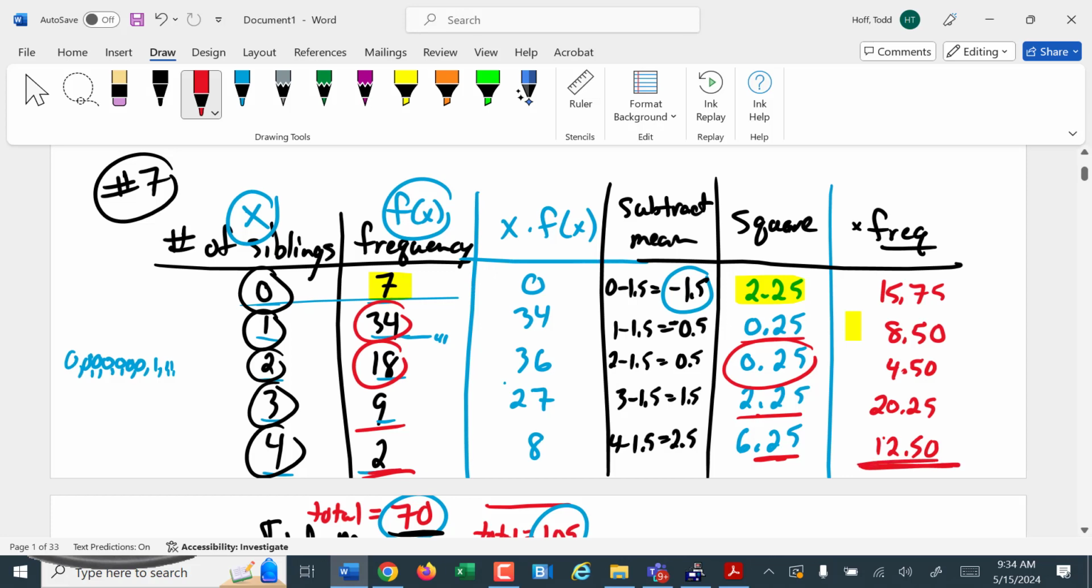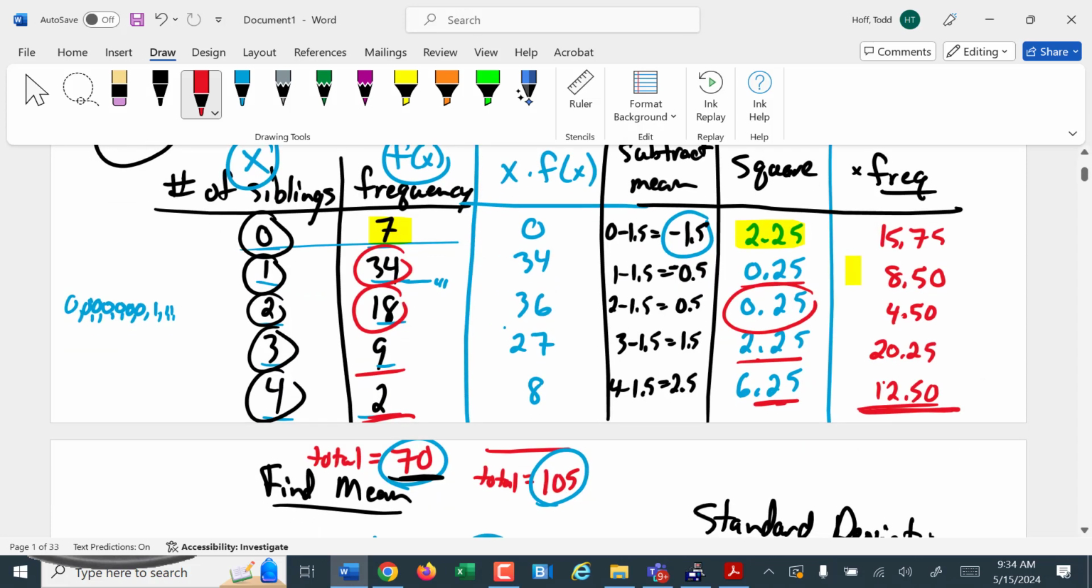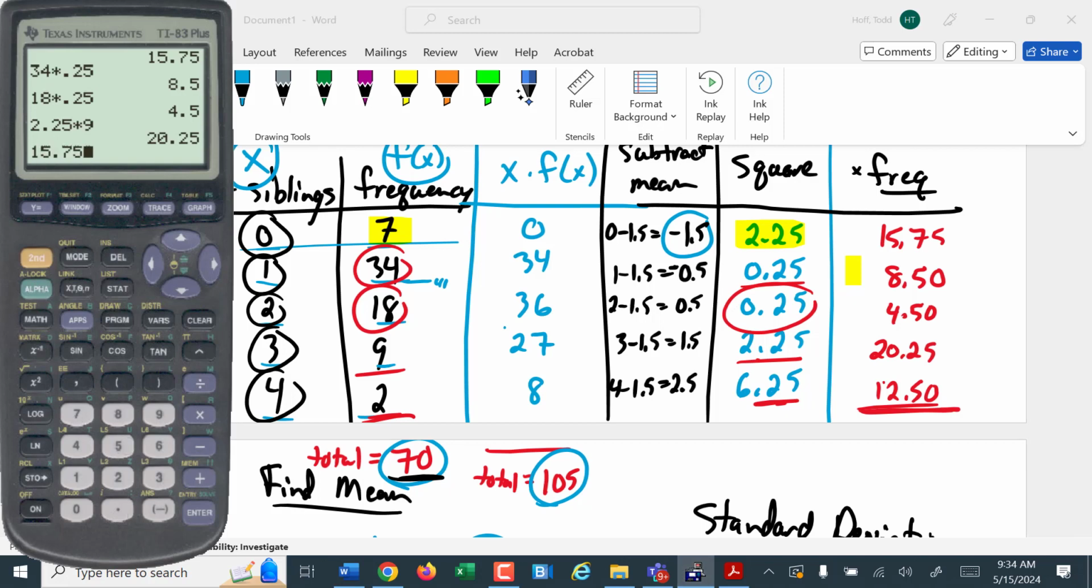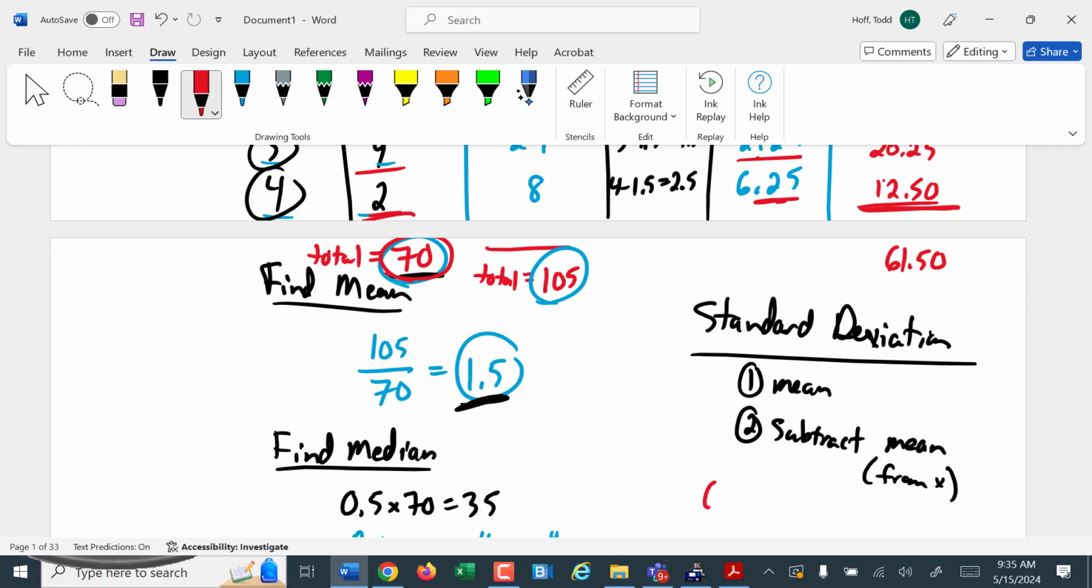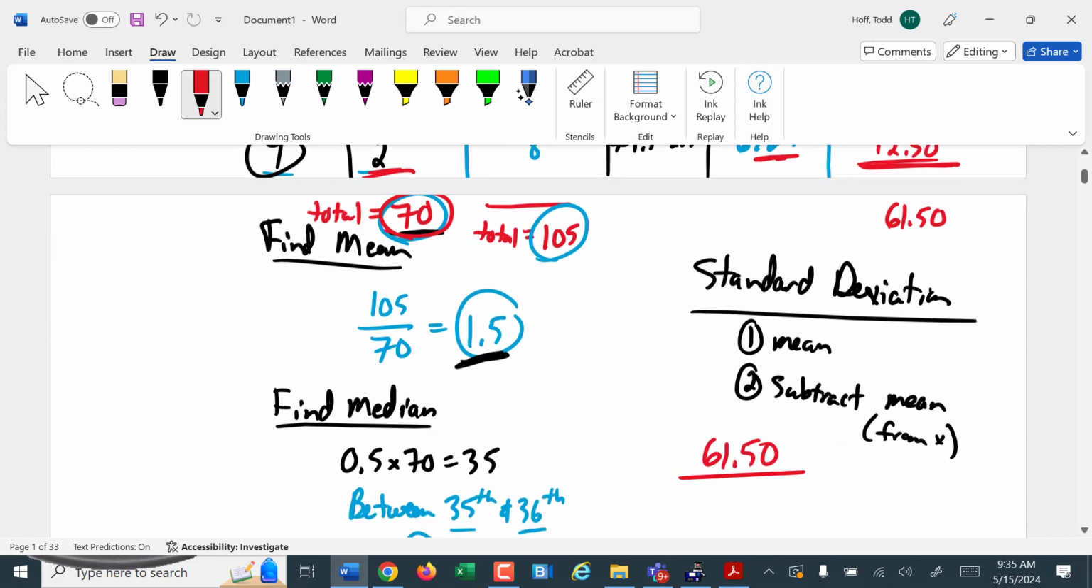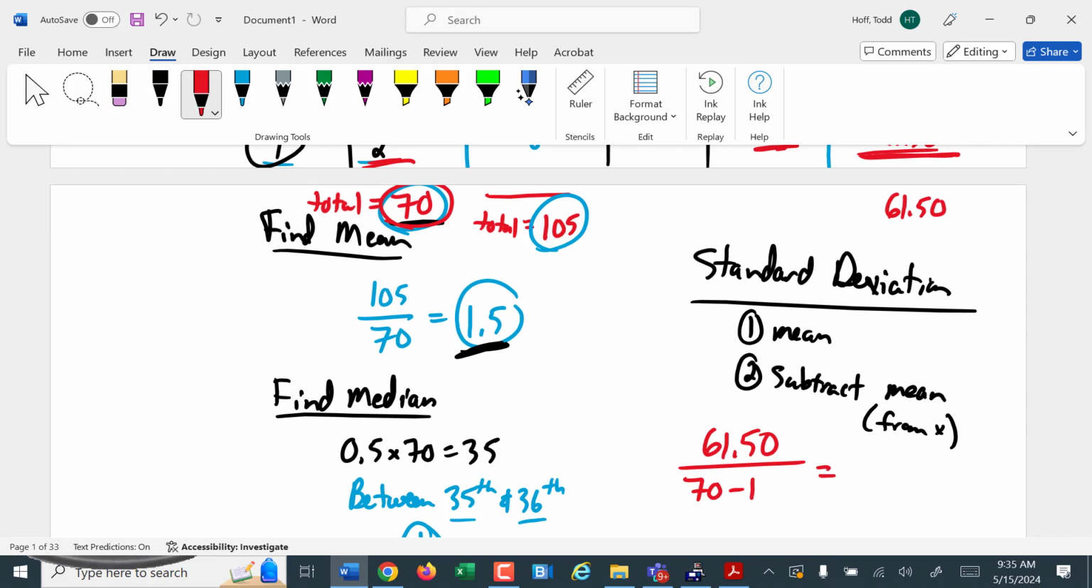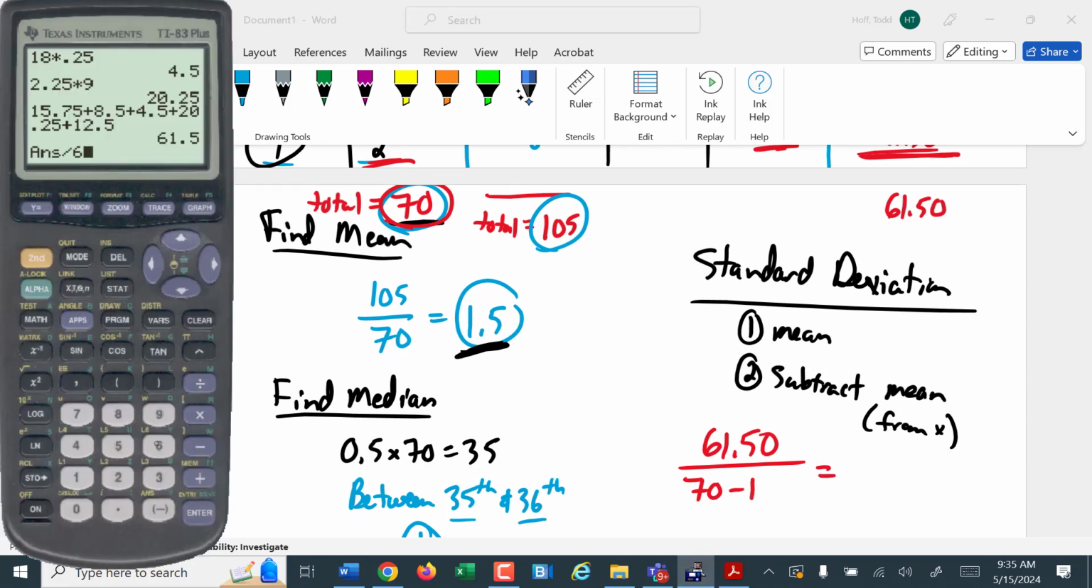So now I have to add all of those up. I'm going to use the calculator just to make it easier. 15.75 plus 8.5 plus 4.5 plus 20.25 plus 12.5. And I'm getting 61.5 as that total. Now I divide that by the frequency, 70. I'm going to divide by 70 minus 1. So in other words, I'm dividing by 69. So 61.5 divided by 69 gives us 0.8913.